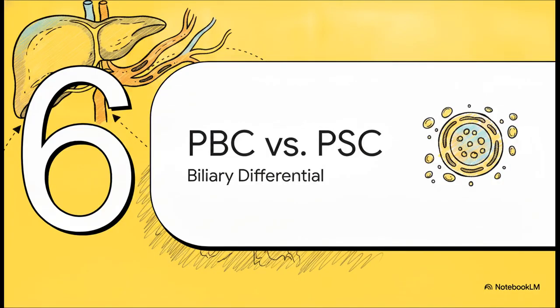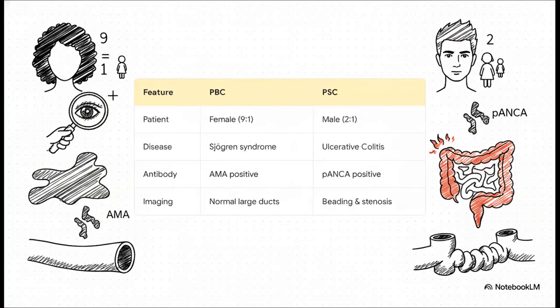And our final section, Section 6, PBC versus PSC, the biliary differential. Let's break down a classic board exam differential that trips up a lot of people. You really want to put the stark contrast between these two conditions side by side in your mind. PBC is classically seen in older females with a massive 9-to-1 female dominance, usually around age 50 to 55. It's strongly associated with other autoimmune conditions like Sjogren's syndrome and a positive antimitochondrial antibody, or AMA. Crucially, on an MRCP image, the large ducts will look completely normal.